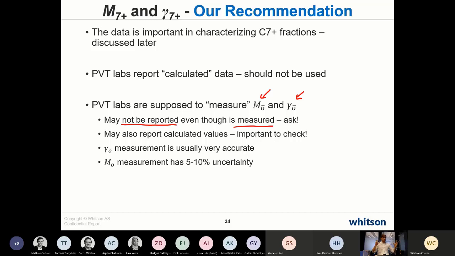But I think we as a technical community can push this awareness onto the lab, that we know what they're doing, and that we can get them to start to report this value, because there's a reason for this inconsistency. So yeah, but in some cases, definitely they're probably not even measuring the molecular weights.